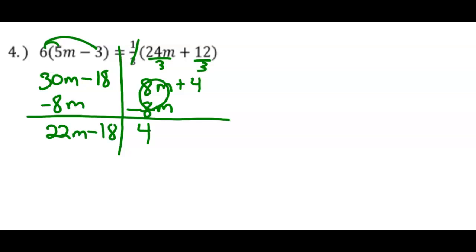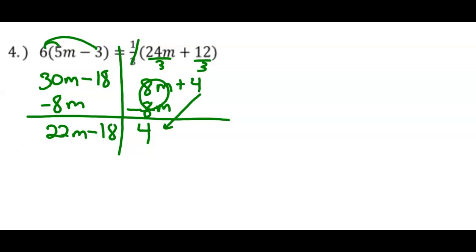I'm hoping you said a negative m. That will zero this out. Then, oops, I didn't mean to erase that. I'm going to bring down my 4. Remember to bring it closer. I'm going to do the math here to get 22m minus 18.